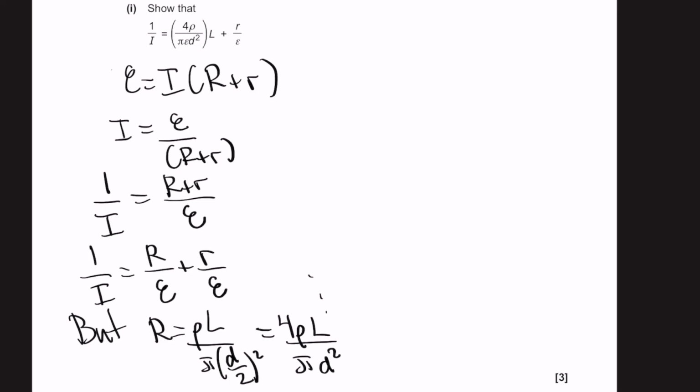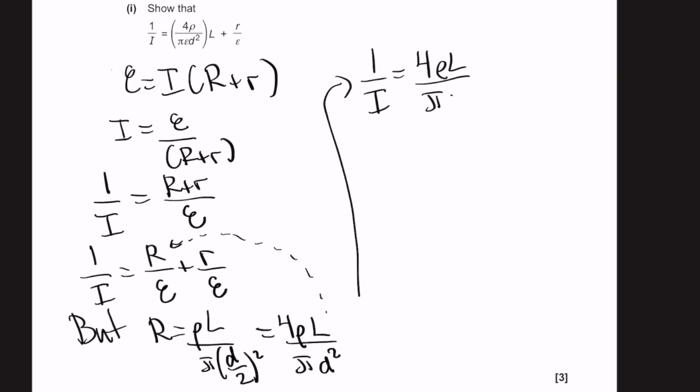Okay, then I'm going to draw a little arrow to show that I've substituted back into the previous equation, and what we are going to get, I'm just going to carry on this side, is that 1 over I will be equal to R, which is just 4 rho L divided by pi d squared, and then we also have a factor of divided by epsilon, so this goes in here, plus r over epsilon. Well, look, this is exactly what we needed to show here.